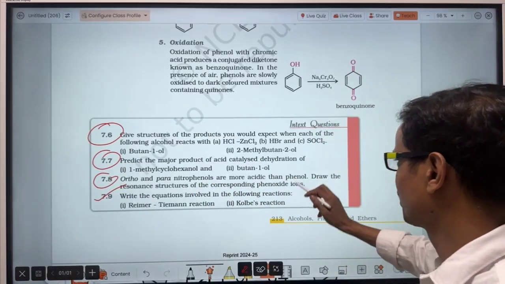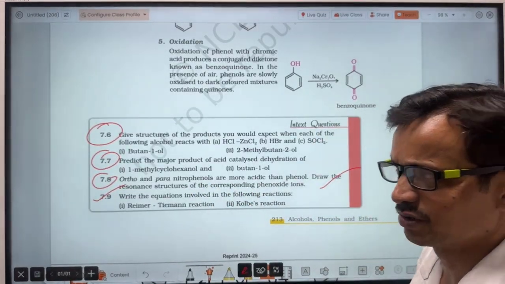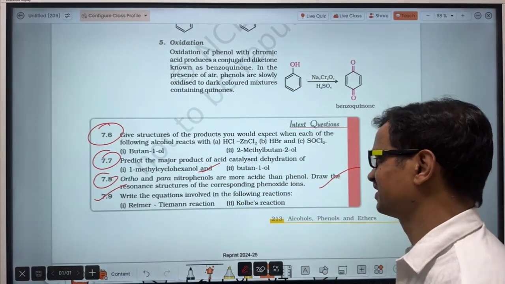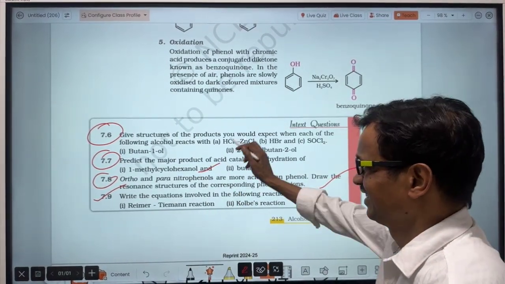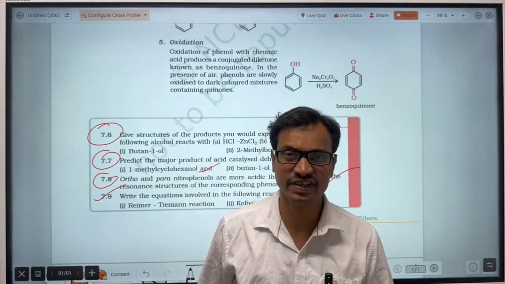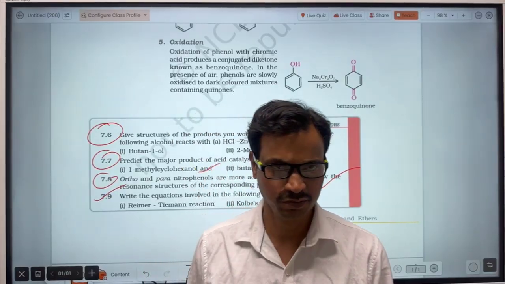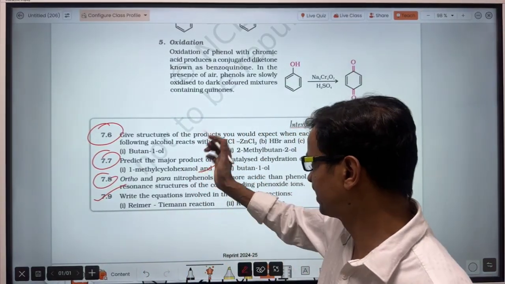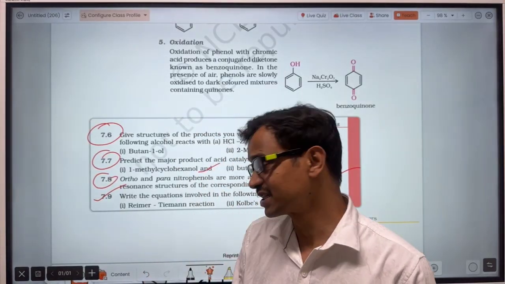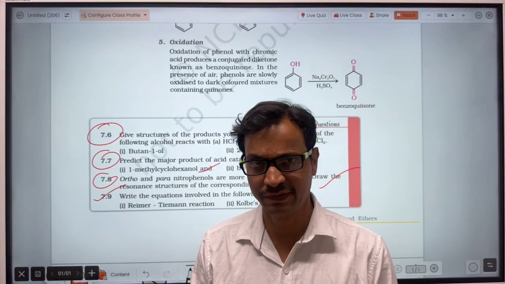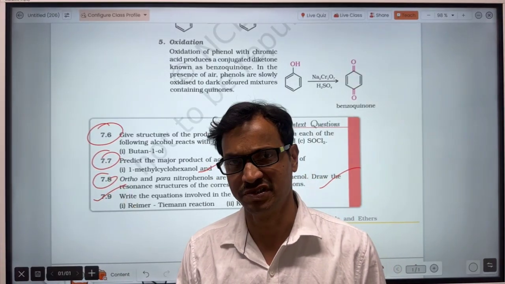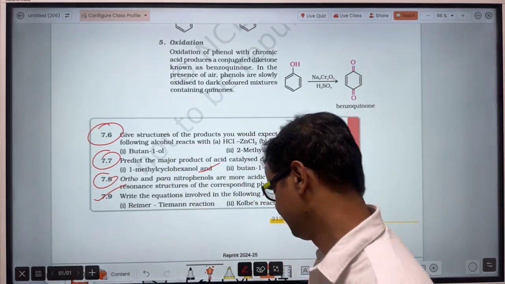Why are ortho and para nitrophenols more acidic than phenols? Why? Electron withdrawing group. You can write that. Here, acid catalyzed dehydration, very easily you can do. So do this question by yourself. If you feel any difficulty, then you may comment, and because I have already discussed the questions related to this one, I shall discuss these questions only when anyone requests to solve any one of these questions. Okay.